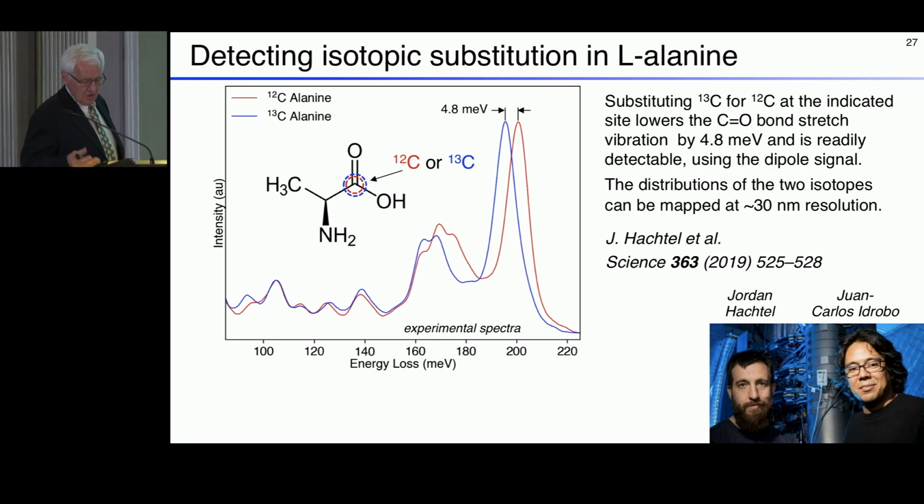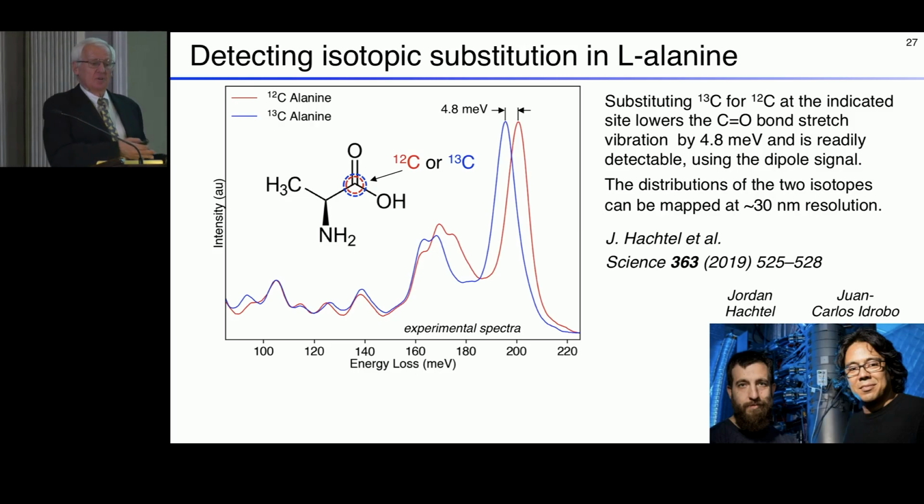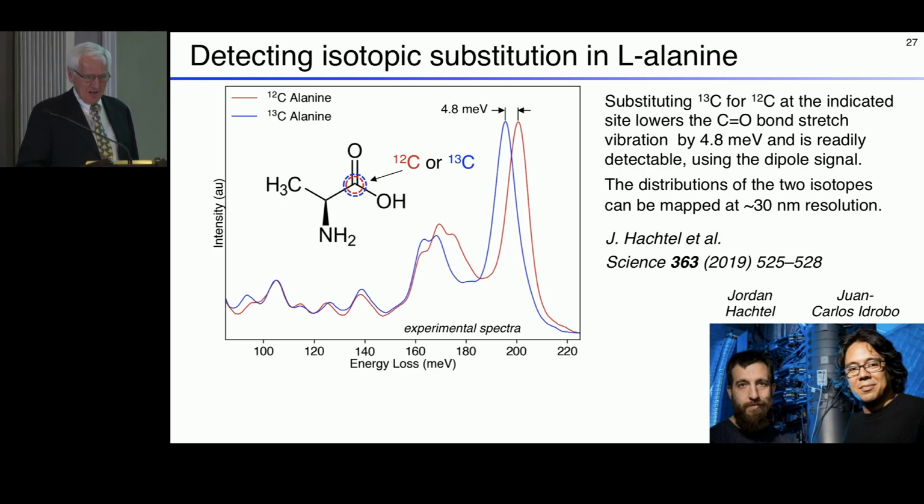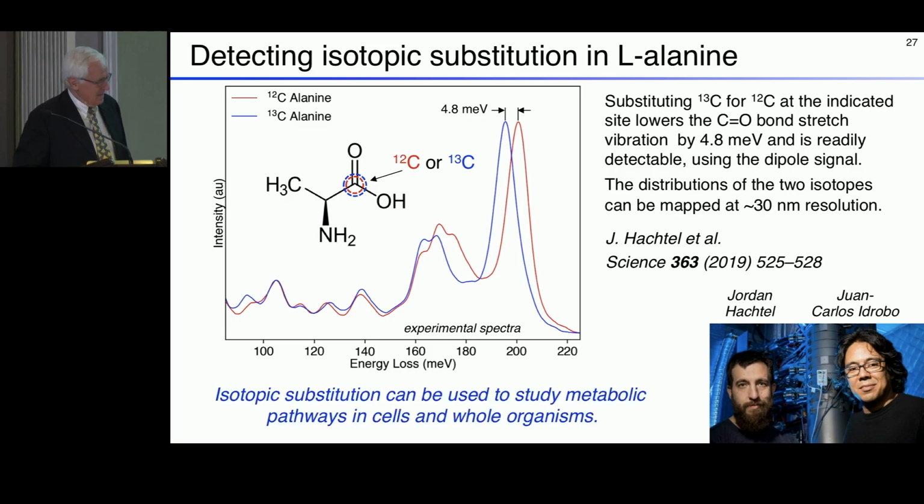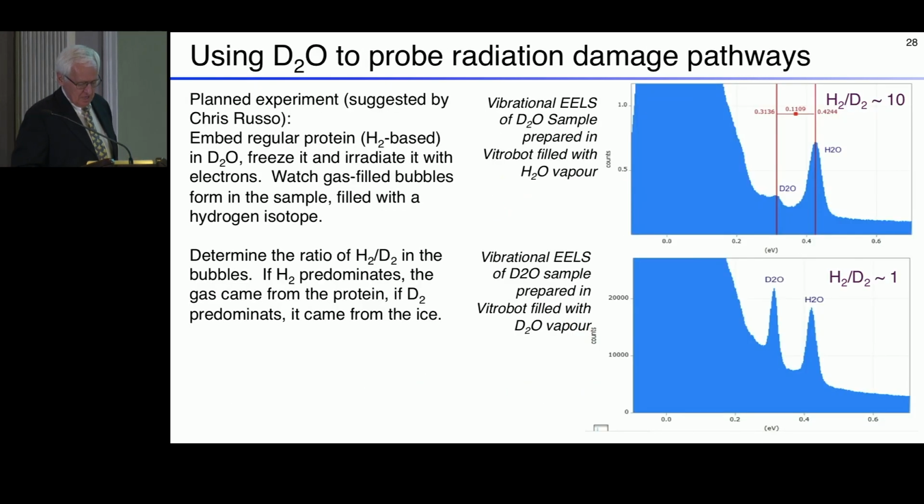Biological functions are unchanged, so you can feed this kind of L-alanine. It's one of the 20 essential amino acids for life. You can feed it to some rat, find out where it went, use it as a tracer. Should be quite powerful in biology. I haven't seen it applied yet. We need to talk to more biologists so that we can do this for them. So isotopic substitution could be used to study metabolic pathways in cells and whole organisms.